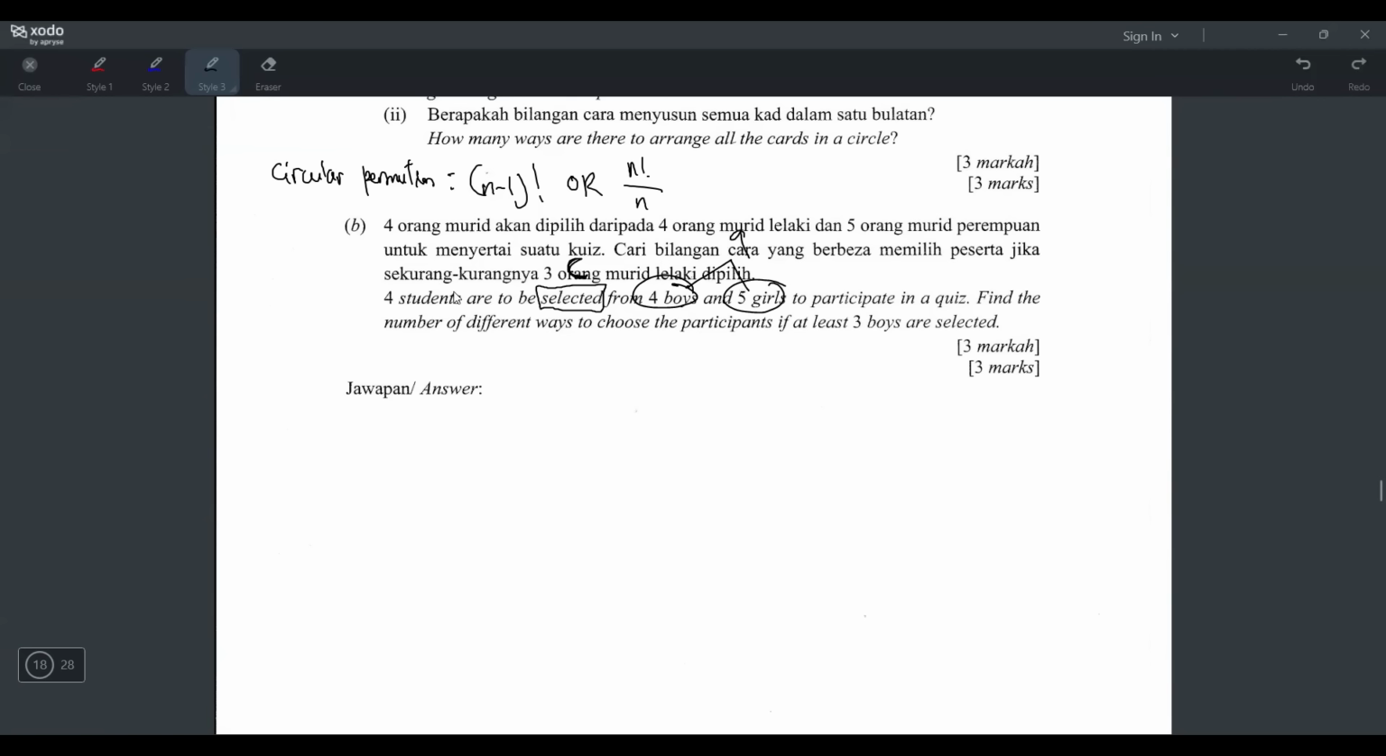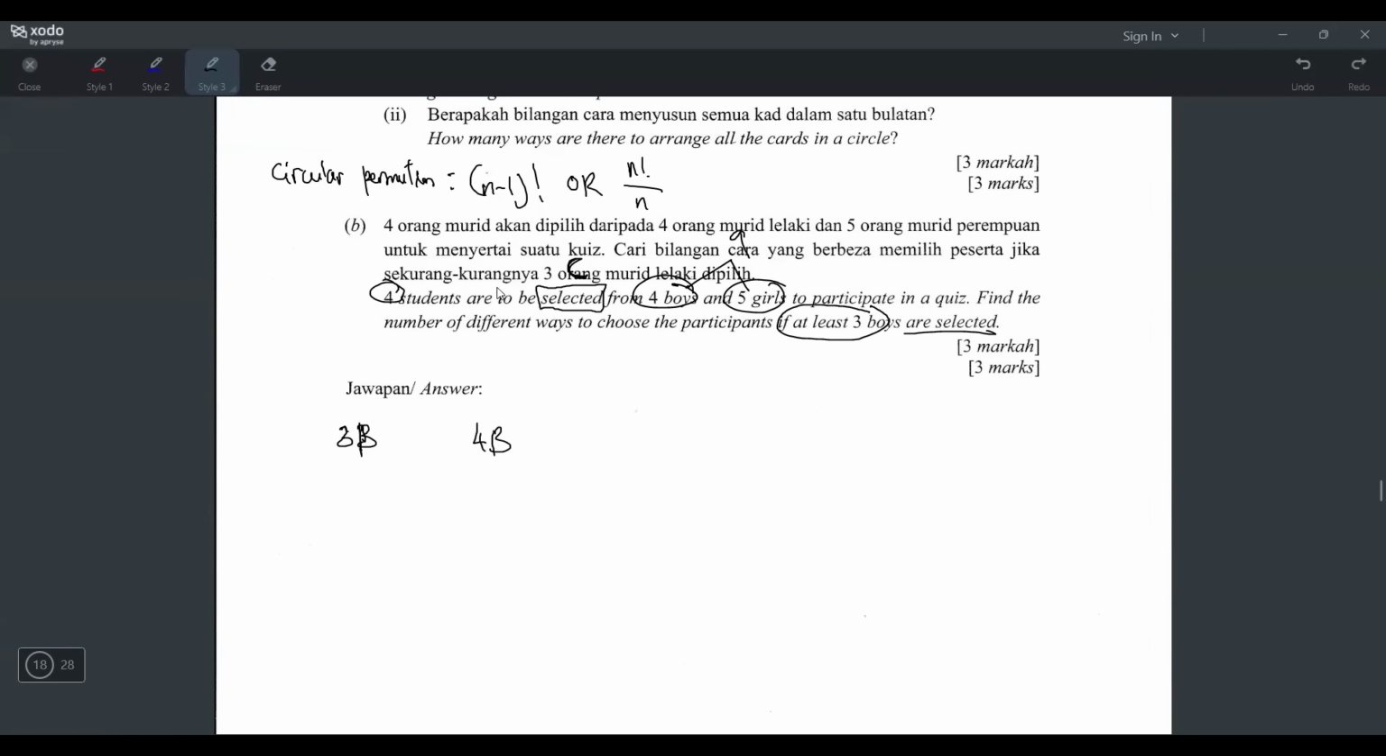Find the number of different ways to choose the participants if at least 3 boys are selected. So there's a condition here, so we cannot do 9C4. 9C4 is if all boys can, all girls can, anything can, mixed can, whatever also can. That's if no condition. But they want at least 3 boys, so it has to be either 3 boys or more than 3 boys. 3 boys can, 4 boys also can. 5 boys is not possible because you're only choosing 4 students.